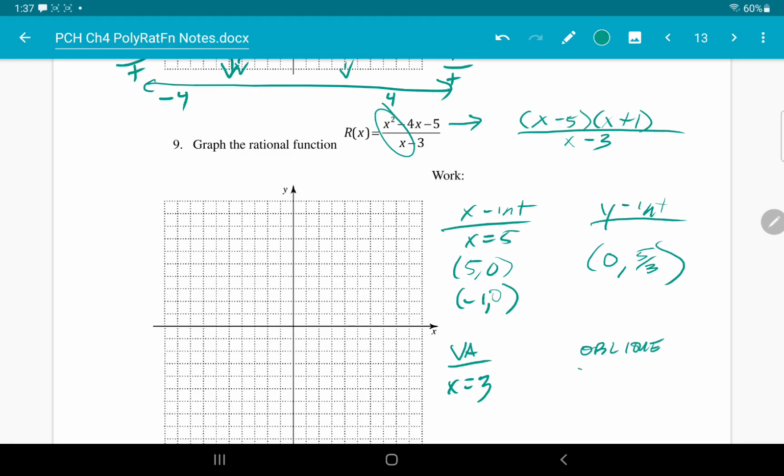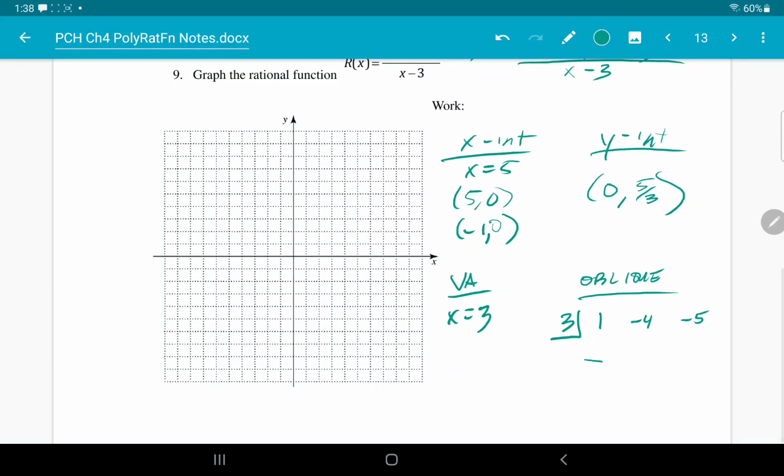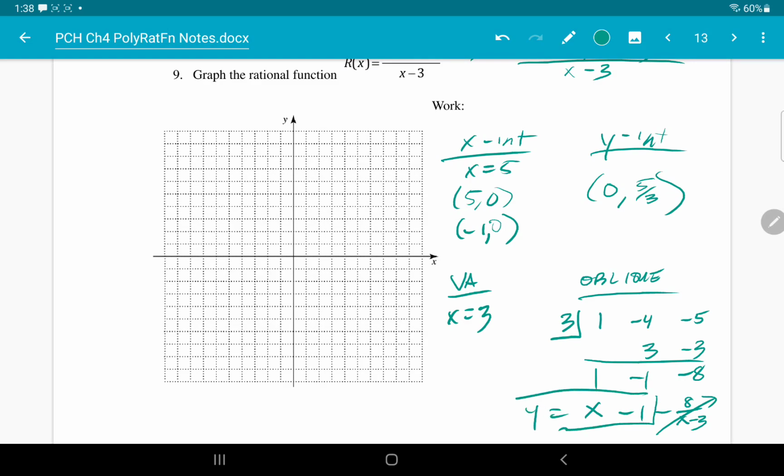Let's find that. Let's do synthetic division this time. 3 is the divisor. We have coefficients of 1, negative 4, negative 5. So we bring the 1 down, multiply, add, multiply, and add. Okay, so we have basically x minus 1 minus 8 over x minus 3, but don't forget that just goes to 0. So really your oblique asymptote is y equals x minus 1.